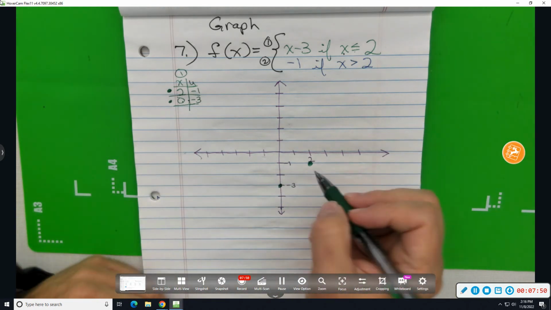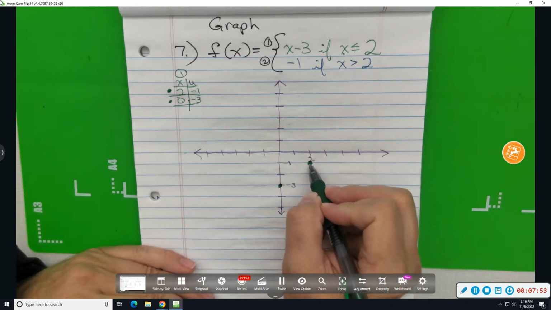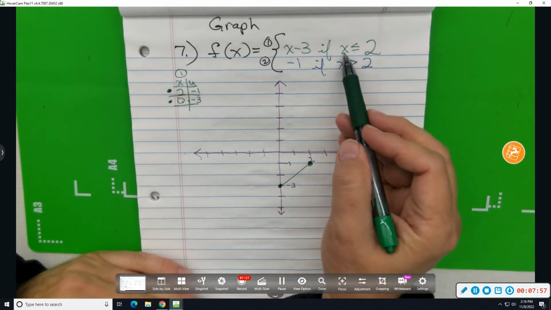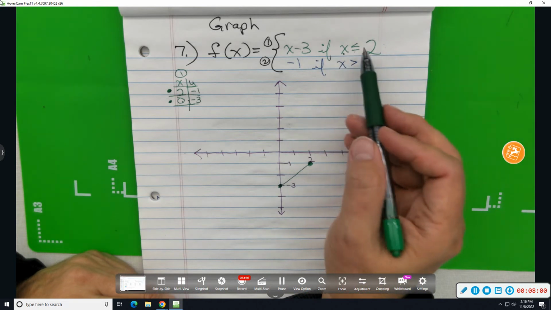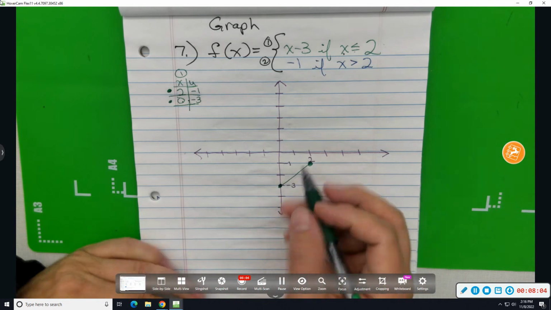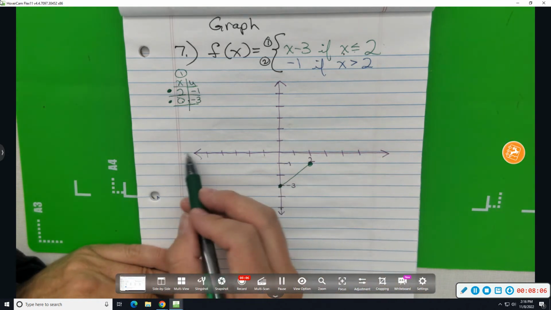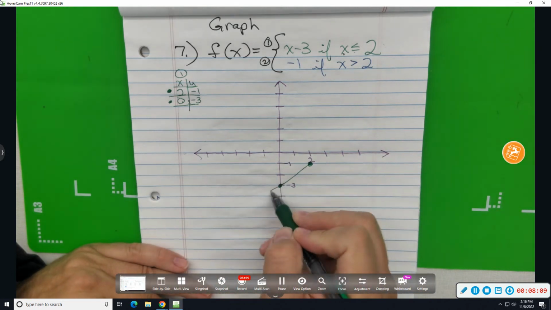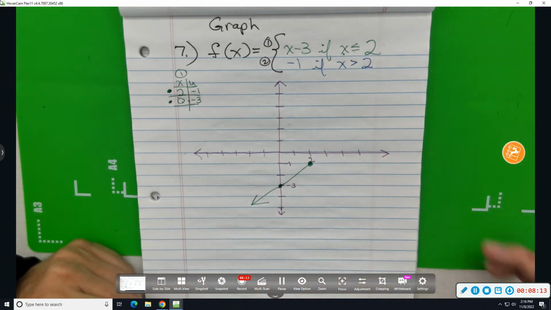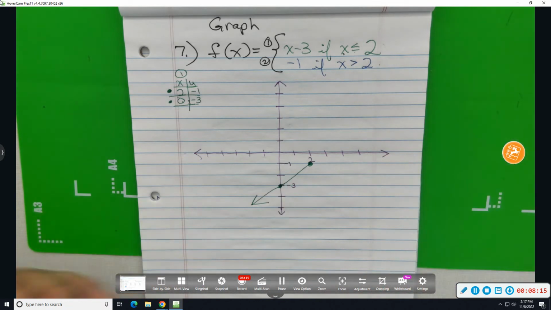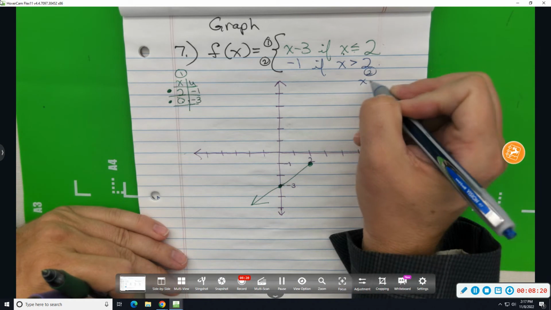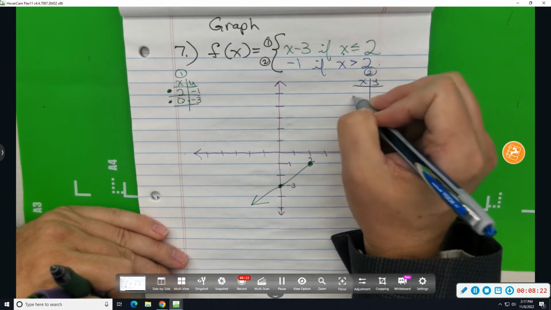The graph starts at the cut point and it goes to the left. Realize this interval never ends. All the x values less than 2, so the left side of the graph keeps going. And now we're ready for the blue piece. This is piece number 2. I'll make my table of values.